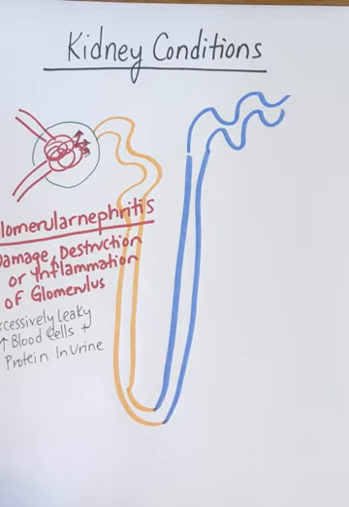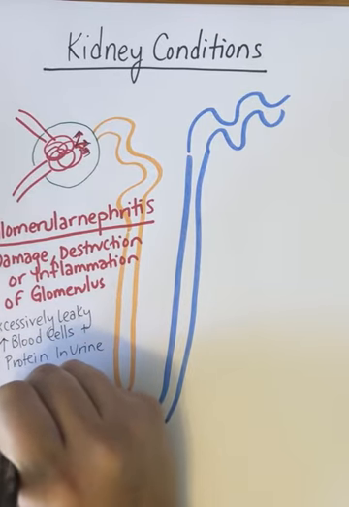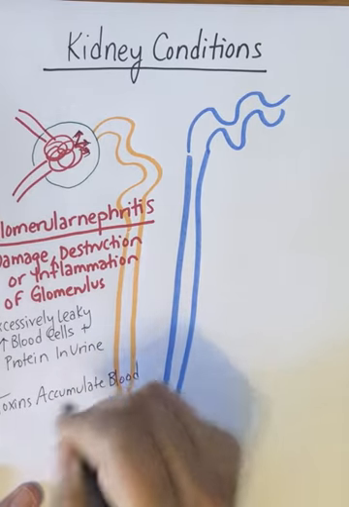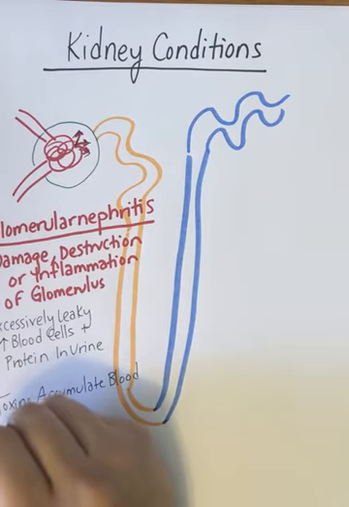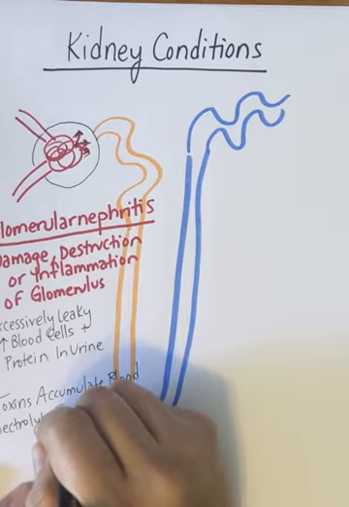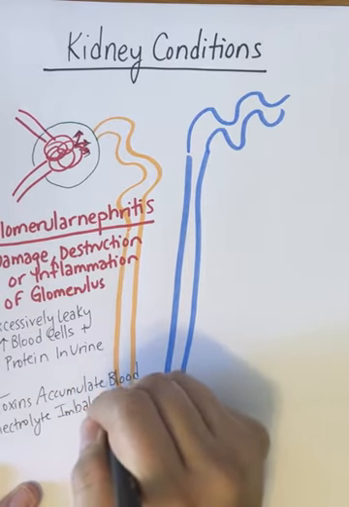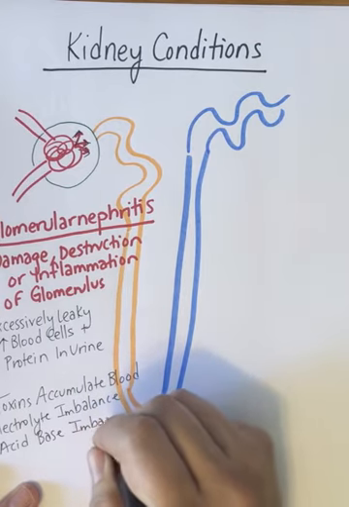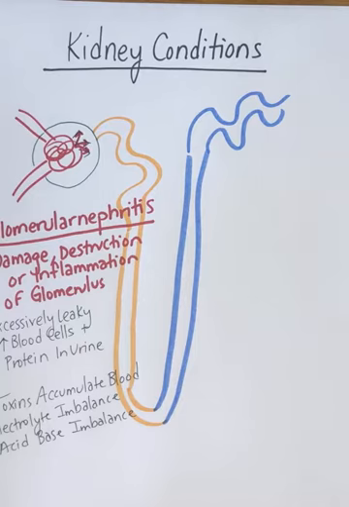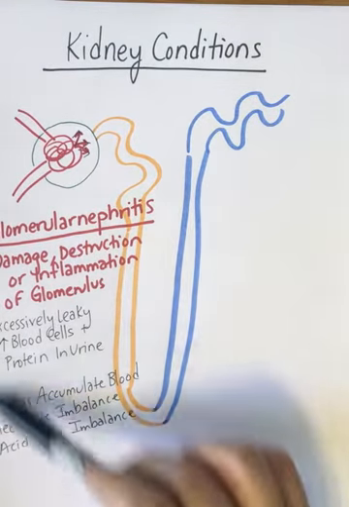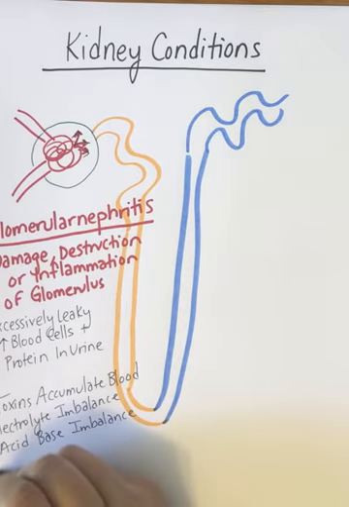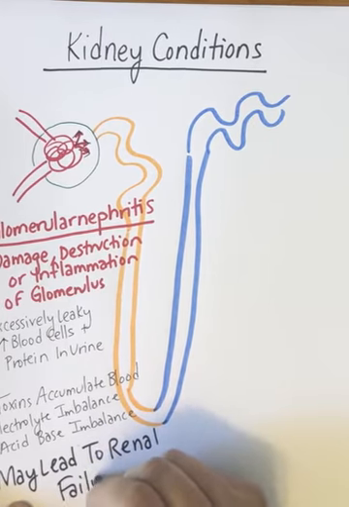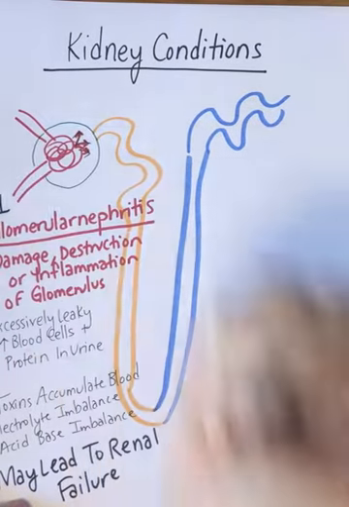Now, if this goes on for a long amount of time, you're going to have toxins that accumulate in your blood. So, not only are you going to have toxins, you're going to have electrolyte imbalance with sodium and potassium, but you're also going to have an acid-base imbalance. Now, if this goes on for a very long time, you can end up with renal failure. So, long-term glomerular nephritis may lead to renal failure. So, glomerular nephritis is your first condition.